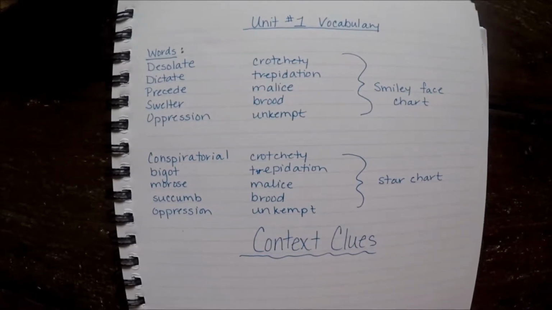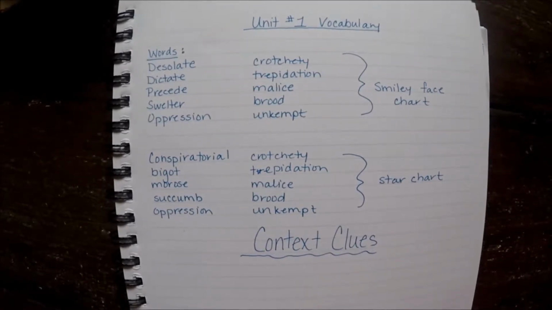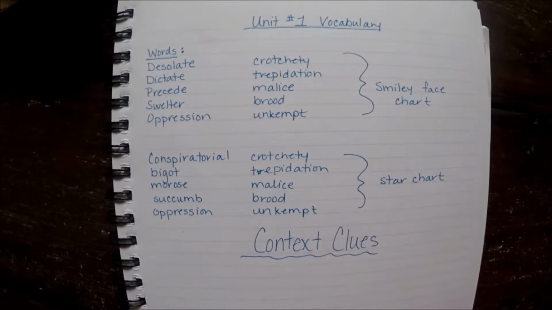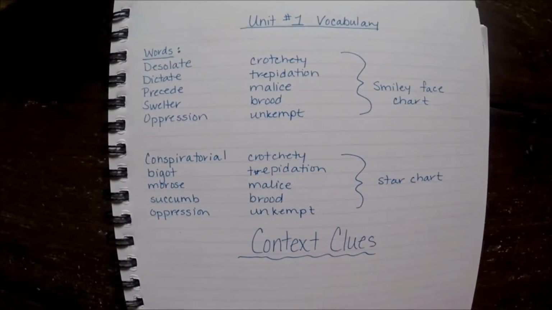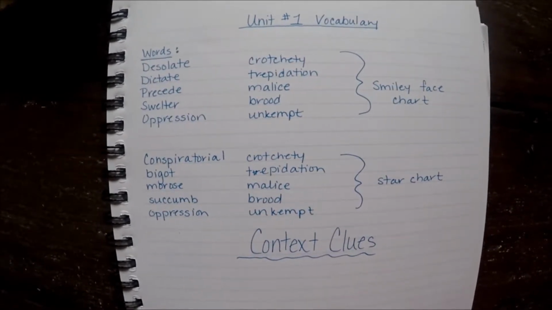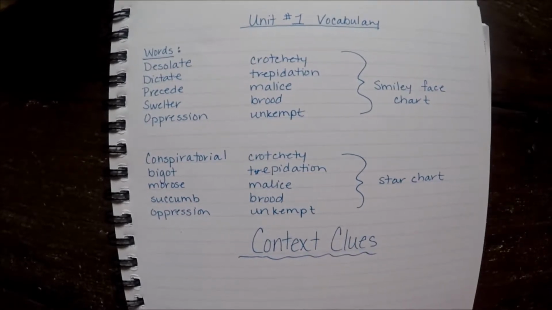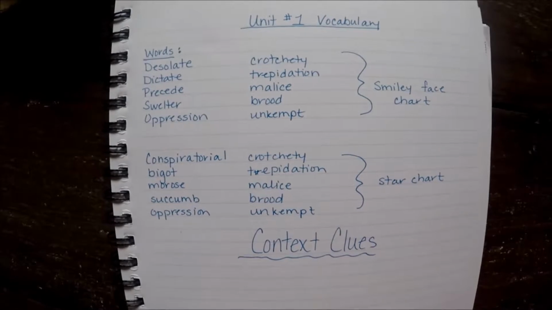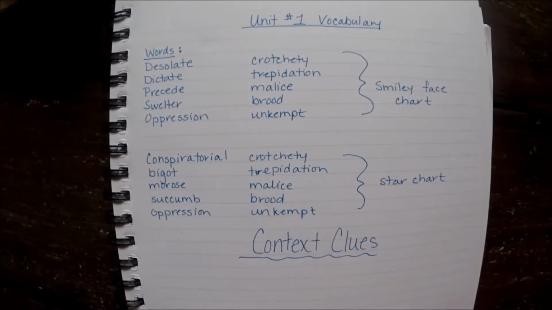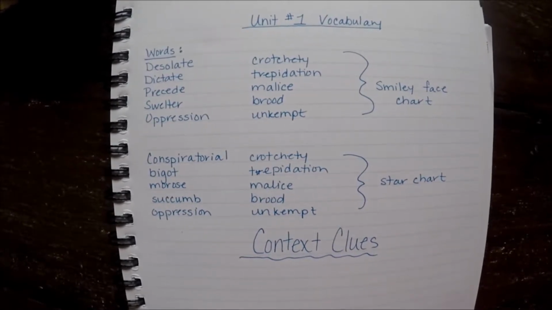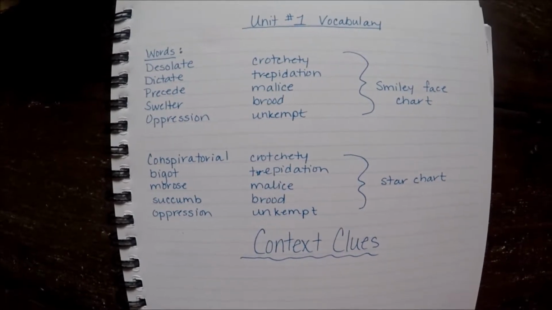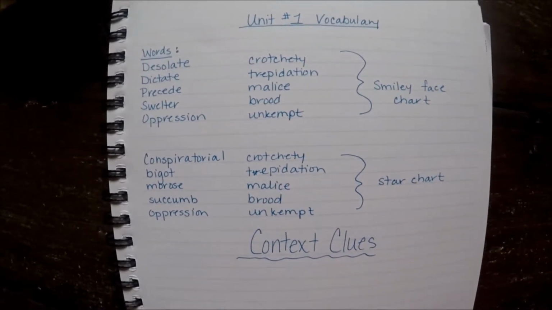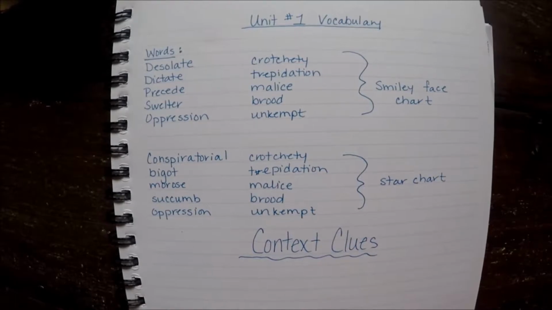So now that you all have your vocabulary words for Unit 1, you can see the smiley face chart words at the top and the star chart words at the bottom. We're going to take some time to talk a little bit about context clues and how context clues can not only help us to determine what a word means in our SSR books or independent reading books or in articles in language arts class or other classes, but we're also going to talk about how context clues can help us write good sentences.